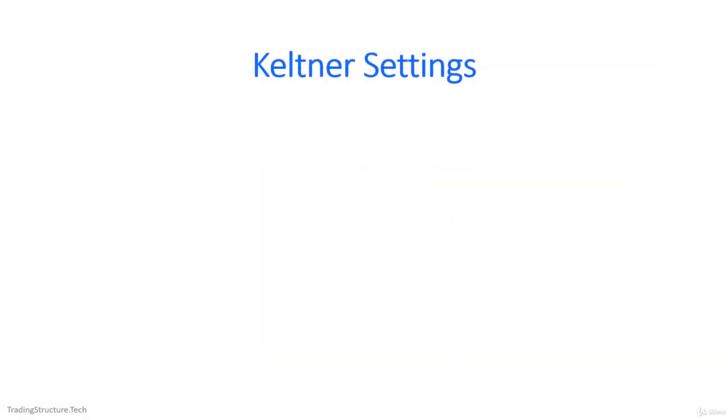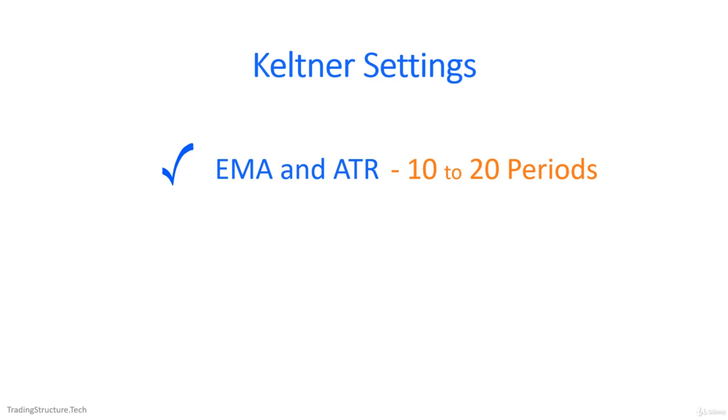The Keltner channel requires settings for both the exponential moving average and the average true range. These settings are typically between 10 and 20 periods. This is the case regardless of your trading time frame. Experiment with alternative settings. I use 15 periods.